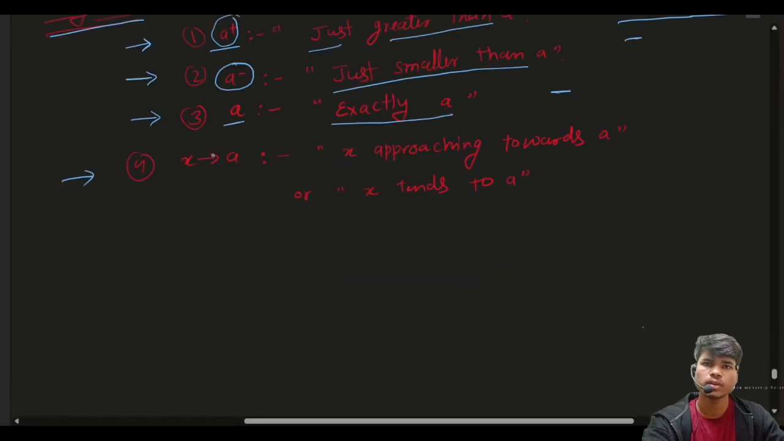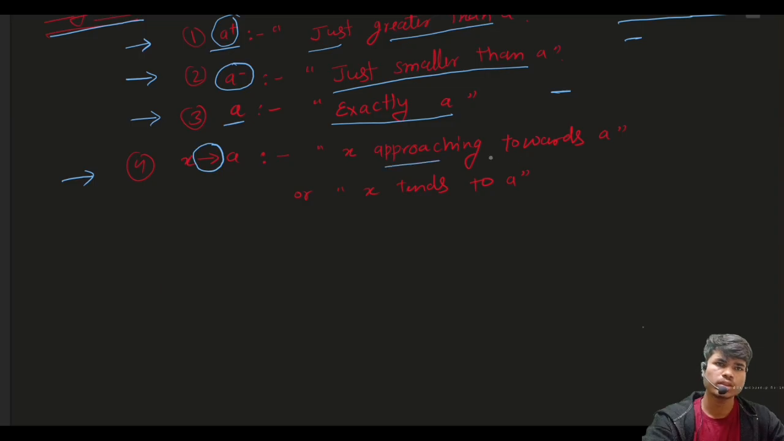Fourth, what is the meaning of this sign? Approaching towards, or tends to. Here, x approaching towards a, or x tends to a. Let us try to understand the concept of limit by taking a graph of a function.